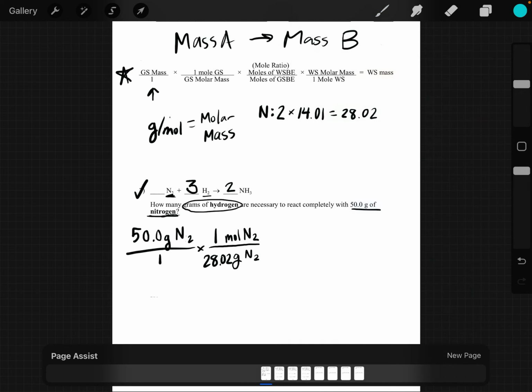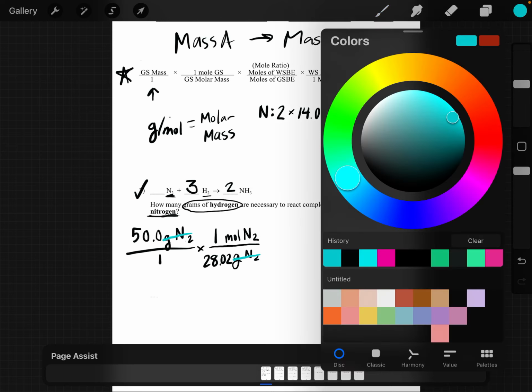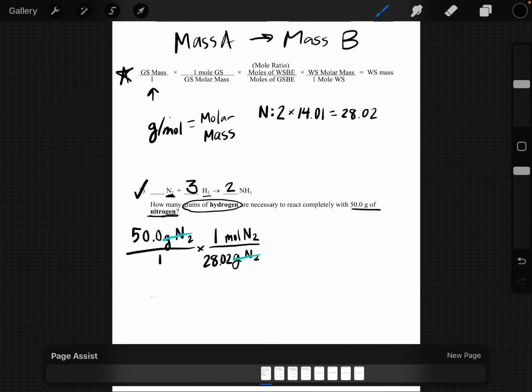Okay, and what I'm going to be able to do is cross out the same unit and same substance that are diagonal to each other. So we kind of have this big diagonal teal line happening. And now I can move forward because I'm at moles of N2, but I eventually want to get to grams of hydrogen. So directly diagonal, I'm going to put moles of N2.